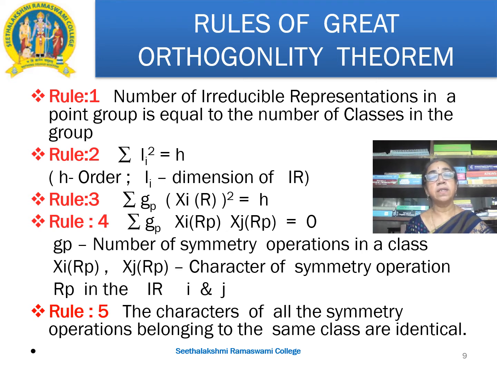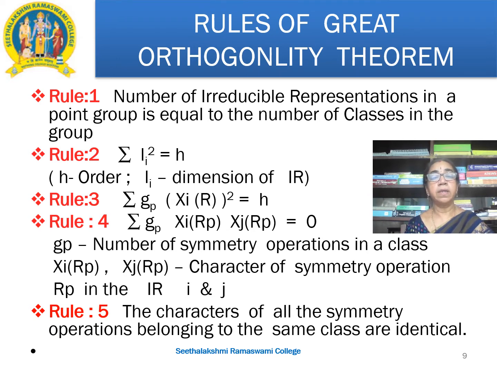And these properties in turn can be obtained by following the rules of the great orthogonality theorem. Orthogonality theorem comprises 5 rules. According to rule 1, number of irreducible representations in a point group is equal to the number of classes in the group, or inversely we can say the number of classes is equal to the number of irreducible representations. Then rule 2, sum of li squared equals h, where h is the order of the point group, li the dimension of irreducible representation present in the point group.